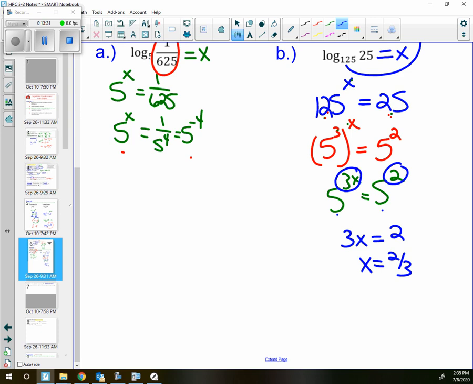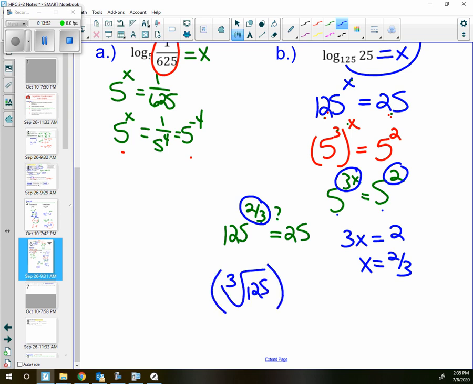So kind of a hint, moral of the story here: when your base is bigger than your argument, it must be a fractional exponent. So let's try that. Let's see if it works. 125 to the 2/3 power is supposed to give me 25. That's what it's supposed to be saying. Do you remember what 2/3 power means? Remember the bottom is the root. So that's like saying, hey, the cube root of 125 and then squared.